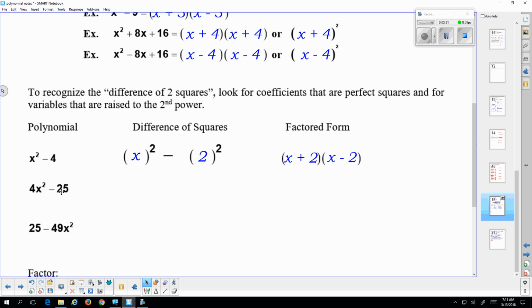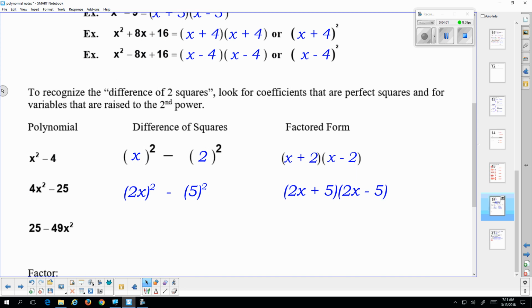So you basically take the square root of them, and then one of the factors is plus, one of the factors is minus. So what we have here is we have 4x squared. So what's the square root of 4? That's going to give me 2. And then we have minus 25. Well, what's the square root of 25? That's 5. Okay, so we have a difference of two squares. So when we write our factored form, it's (2x plus 5)(2x minus 5).